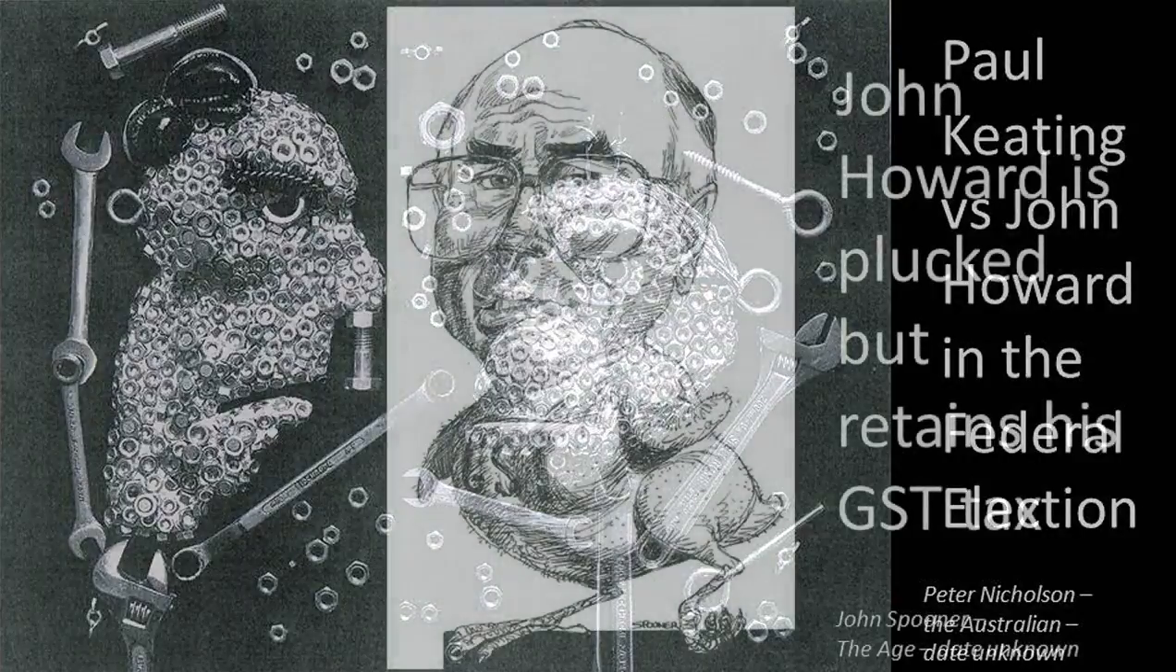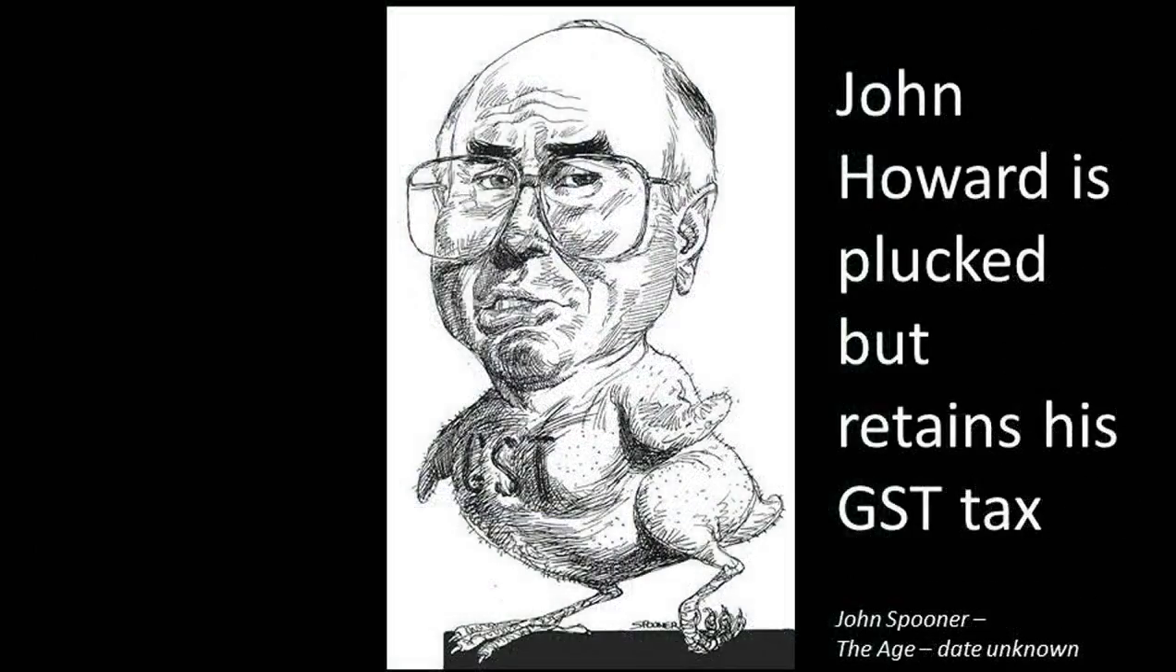And John Howard here is... These are about animals from now on, and so he's been turned into a plucked chicken, but he retains his GST, because that's the only thing he can actually lay claim to. Yes, and that's another way you can ridicule people, turning them into animals.